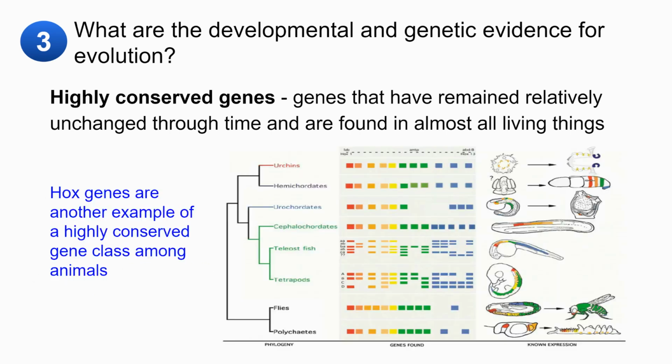Another example of highly conserved genes are those Hox genes in animals that I mentioned not too long ago.